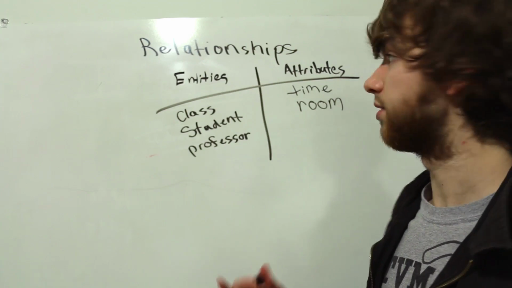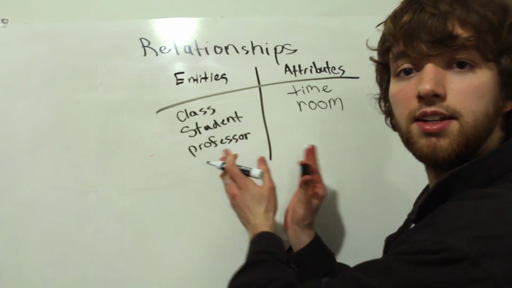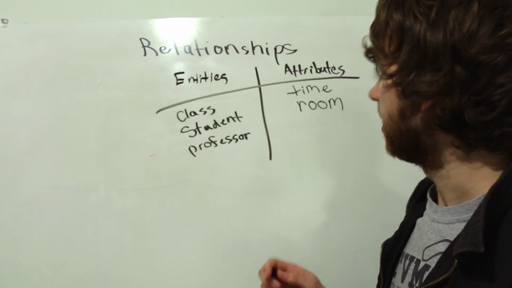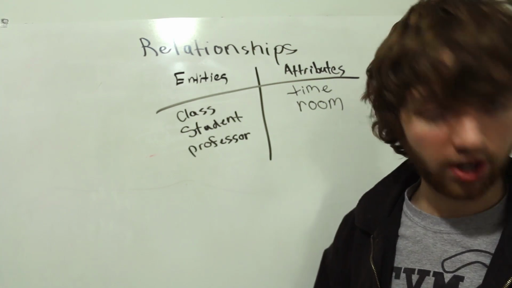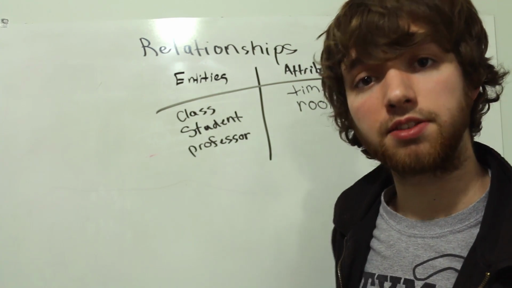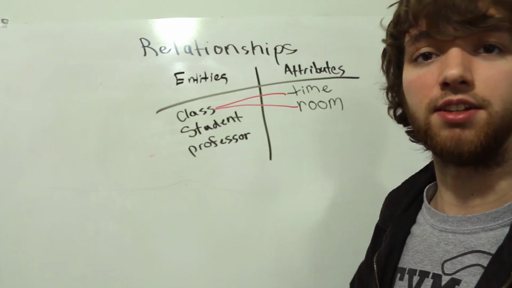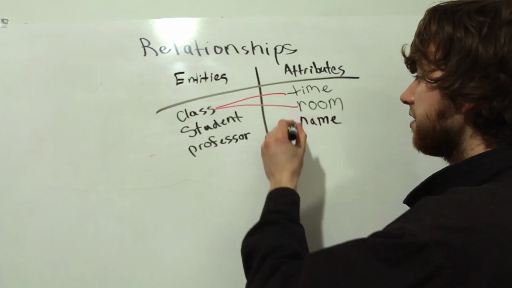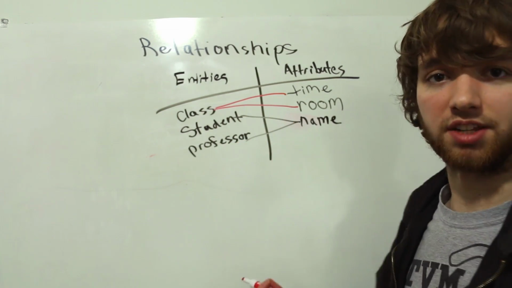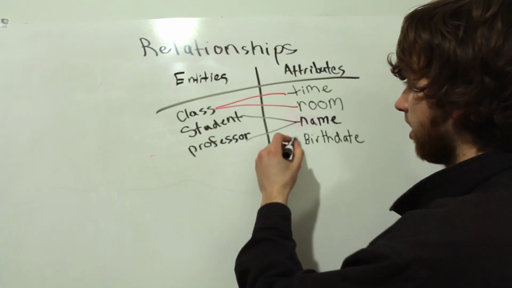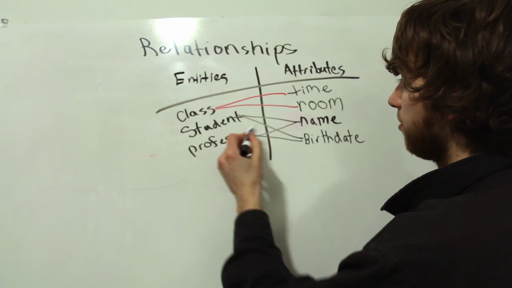So you can kind of see how this is working. We're separating the entities from the attributes. And yes, these attributes are very specific to just the class. But that being said, we could add more attributes that describe the other entities. A name. Well, that could describe a student or a professor. Birth date, same thing. That could describe a student or a professor.